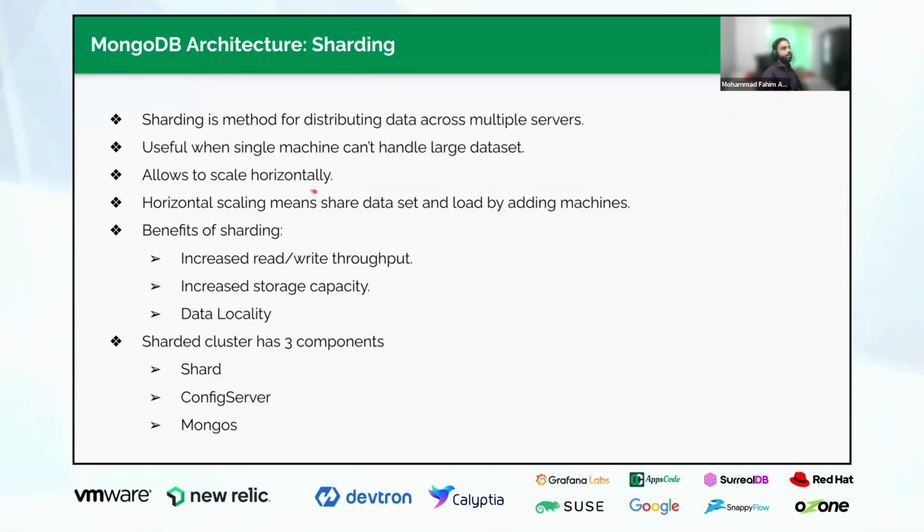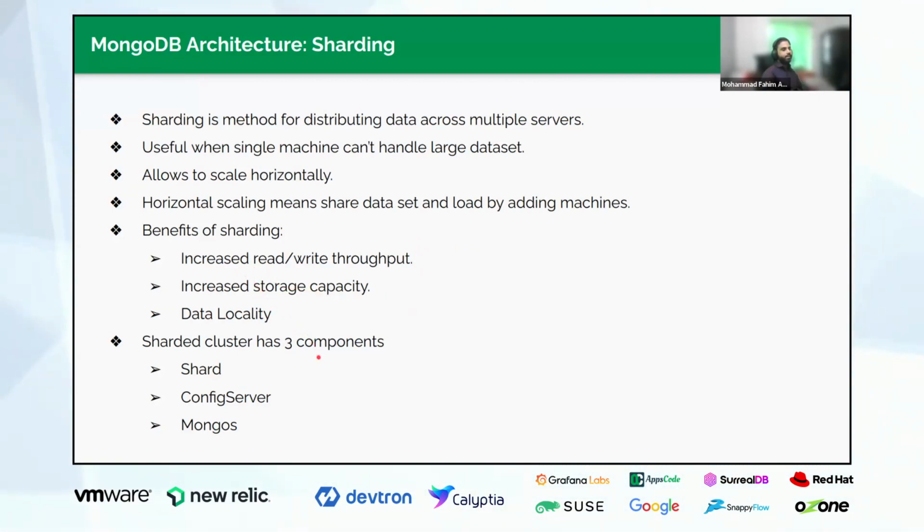It also allows you to scale horizontally. Horizontal scaling means you can add new machines to distribute your load or your data. So currently you have 10 servers. You can add 5 more to distribute your load or your data to the new servers.